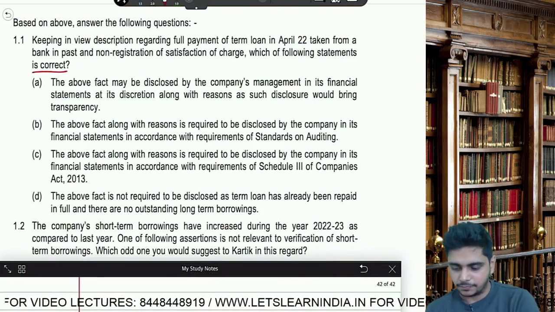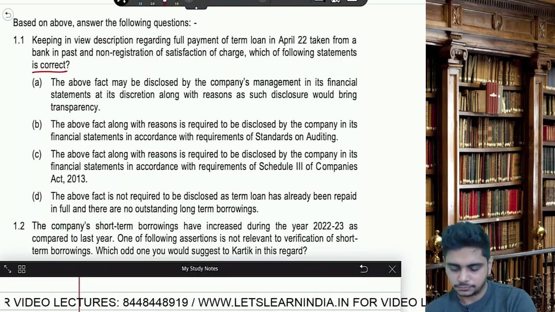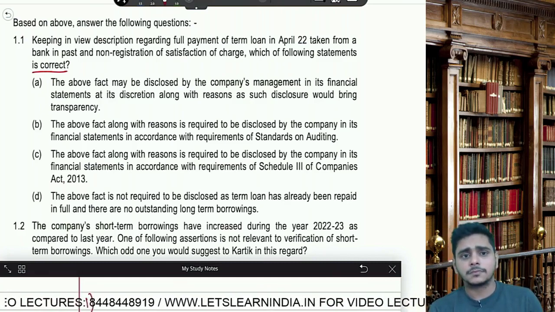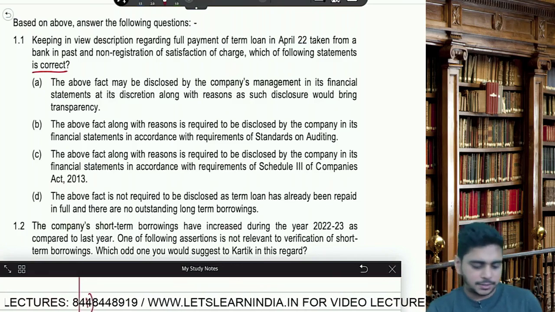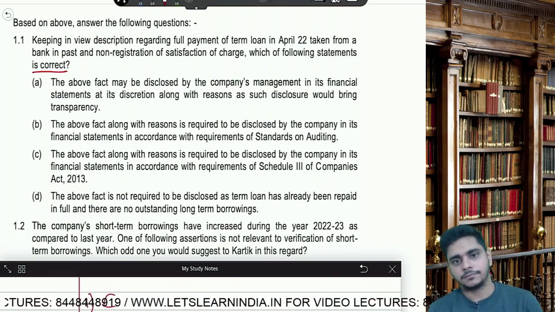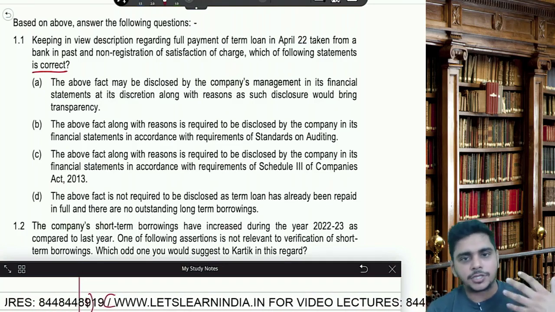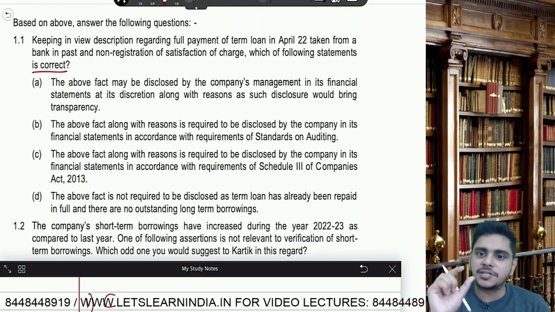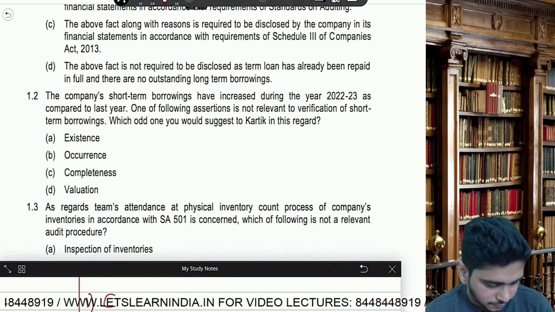Tell me guys, tell me. C looks more appropriate. C. The company is required to disclose in the FS as per Schedule 3 because charge is an assertion charge.